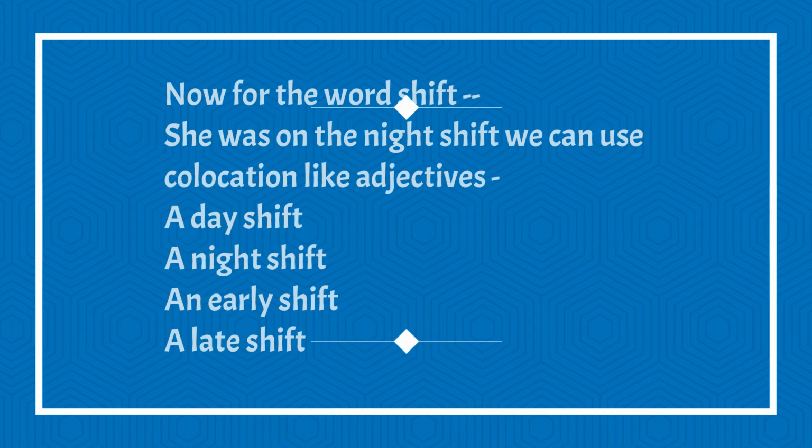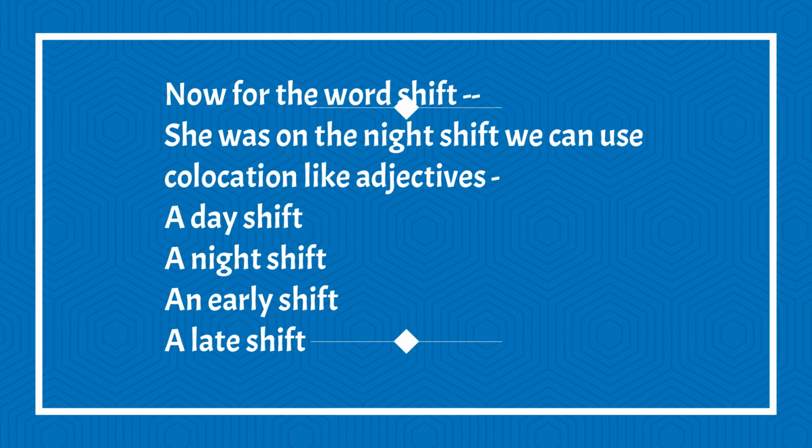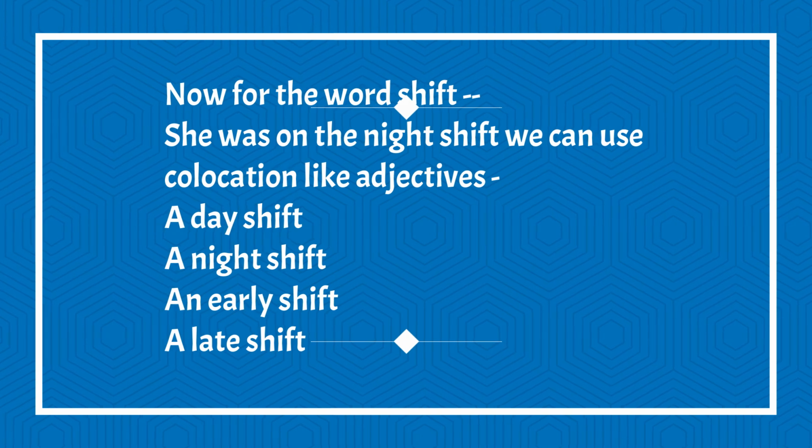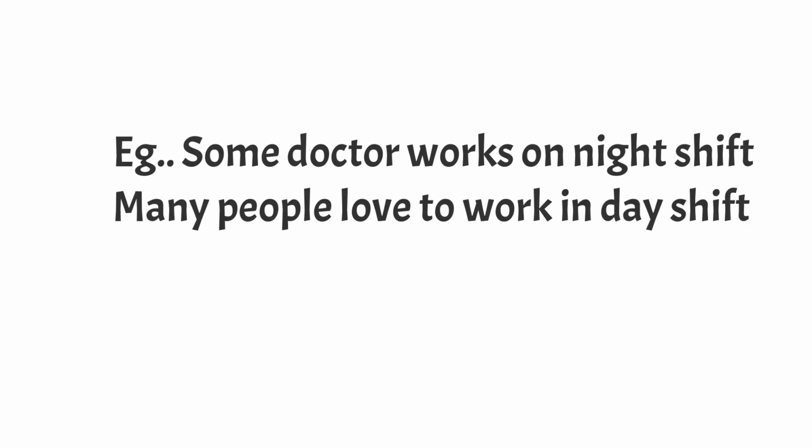Now, we'll take the same example, the word shift. Let me give you some examples of how you can use this word. She was in the night shift. If we use collocation with adjectives, we get a day shift, a night shift, an early shift, a late shift. So many collocation words you get. Some sentences you can frame like, some doctors work on night shift. Some people love to work in the day shift.